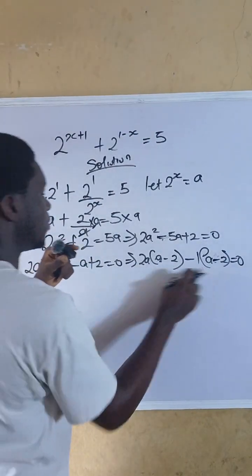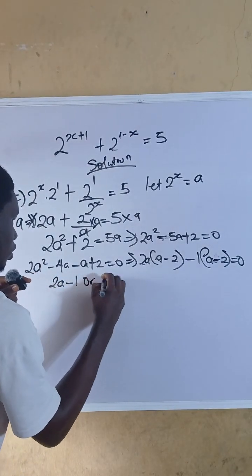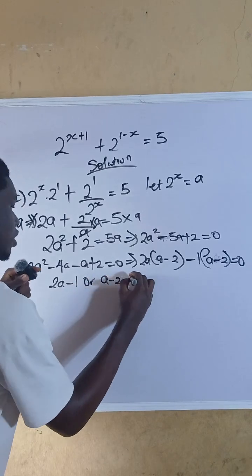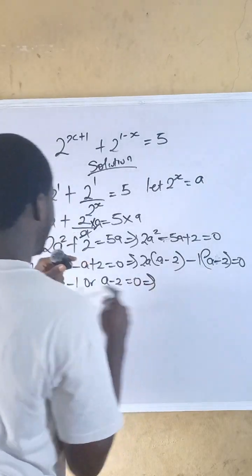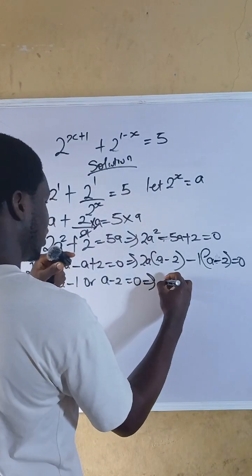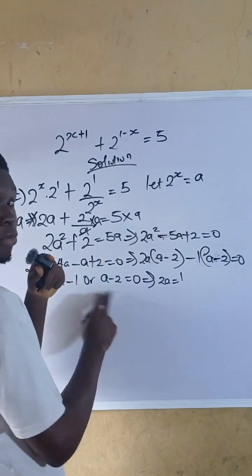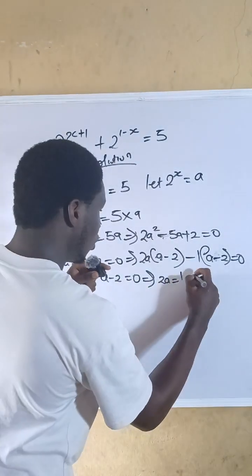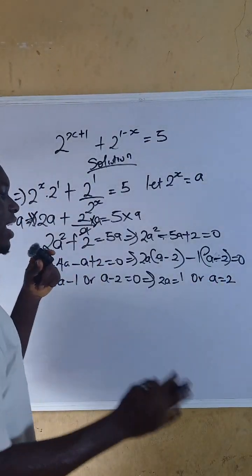We are seeing that the factor a minus 2 is the same, so we take it once. So we have 2a minus 1 times a minus 2 is equal to 0. It doesn't end here. What do we do next? If we go by this analogy, 2a will be equal to 1, when it crosses the equality sign, or a is equal to 2.